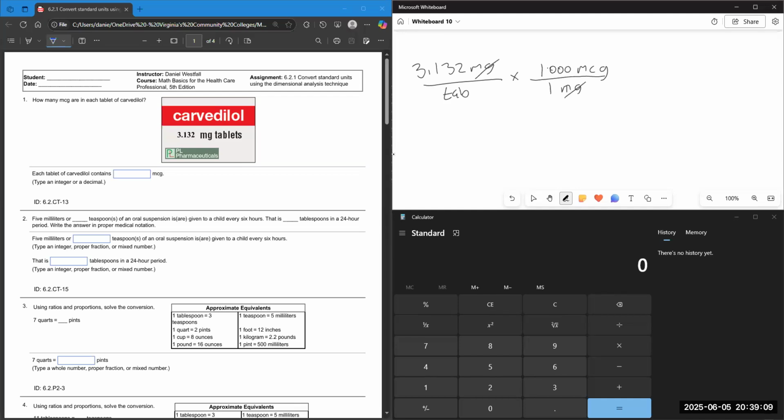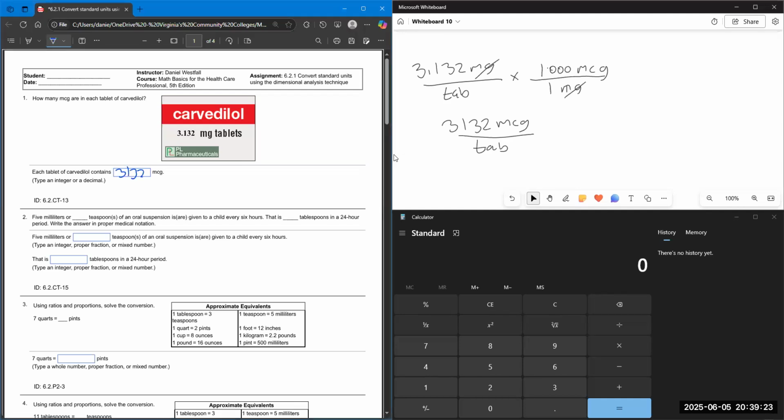And then we're going to multiply straight across. So we have 3,132 micrograms per tablet. 3,132 micrograms is our answer.